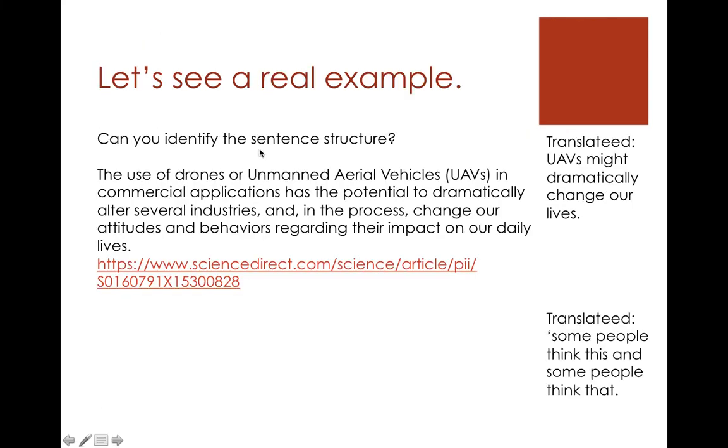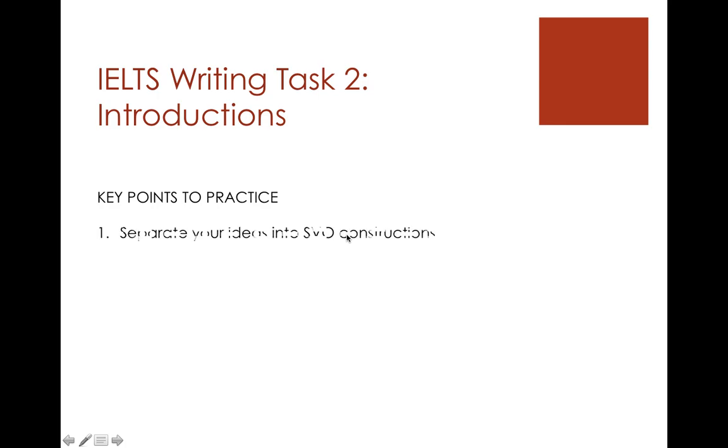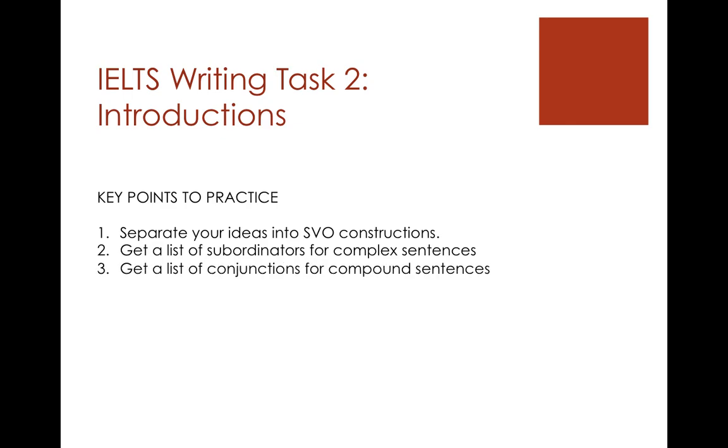So can you identify the sentence structure in this, from this article? Here we have and, comma, and, so it's compound. So you can pause the video, read through that and understand that this is a subject, verb, object and subject, verb, object. So the key points to practice: separate your ideas into subject, verb, object constructions, get a list of subordinators for complex sentences, get a list of conjunctions for compound sentences, use a variety of structures in your writing.